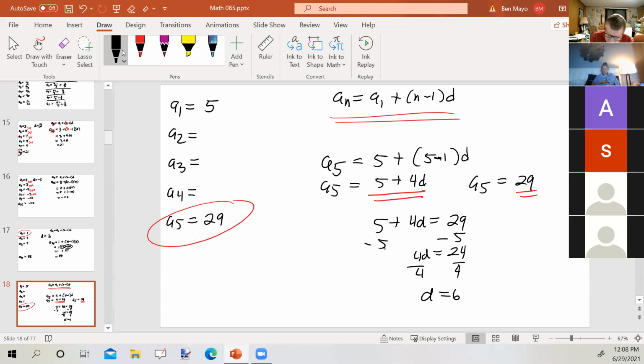Well, if d equals 6, what's 5 plus 6? What's 11 plus 6? What's 17 plus 6? What's 23 plus 6? Bingo. So you got it from using the first and the last one? Yep.